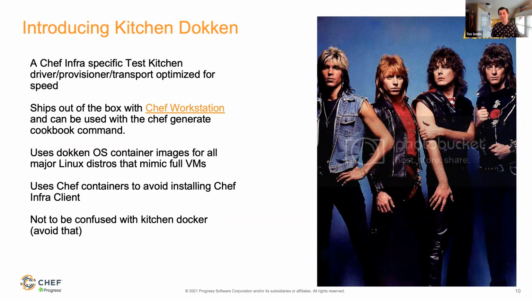Kitchen Docking is a little bit different than some of the other kitchen drivers that you might have seen out there. Test Kitchen has a concept of a driver, a provisioner, and a transport, and that's basically how I spin the system up, how I provision it, whether that would be Chef or whatever other config management tool you're talking about, and how I communicate with it, so SSH or WinRM or whatever. Kitchen Docking is an all-in-one driver. It does all those things, does them all over Docker, and that means it's really optimized for speed.